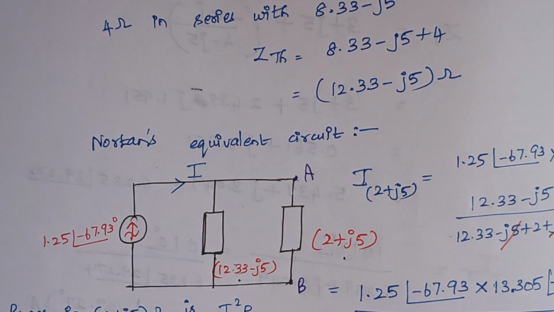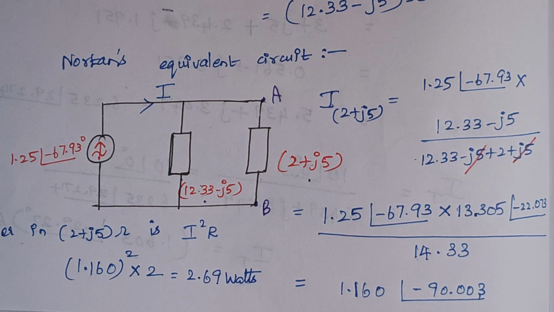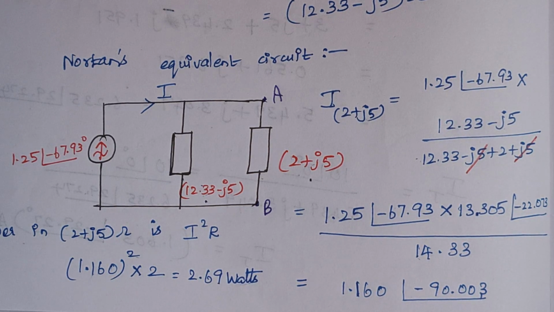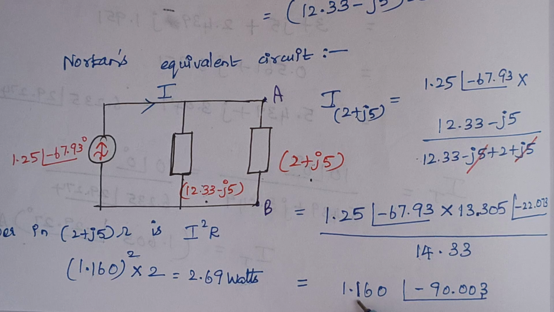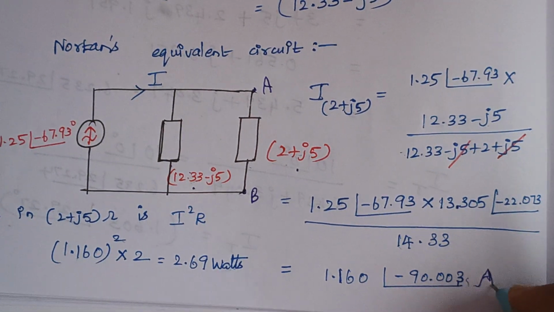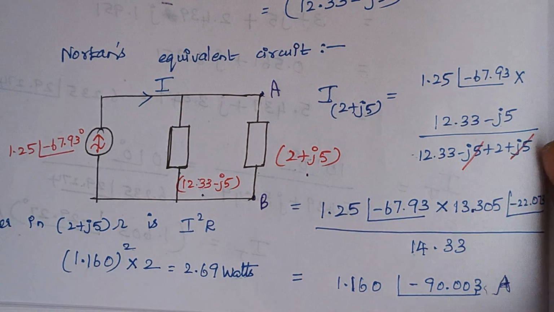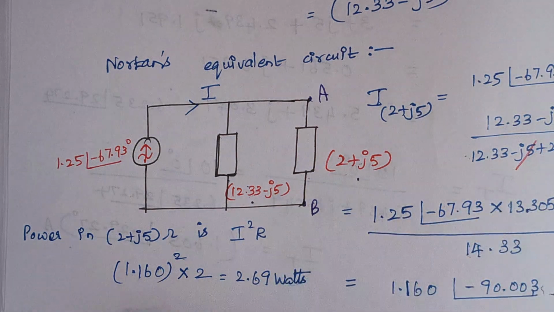to add, right? So once you solve and simplify, the final value of the current flowing through this 2 plus J5 ohm is 1.160 with an angle of minus 90, right? So this is the value of current here. After finding the current, what is our aim? Our aim is to find the power in 2 plus J5 ohm.